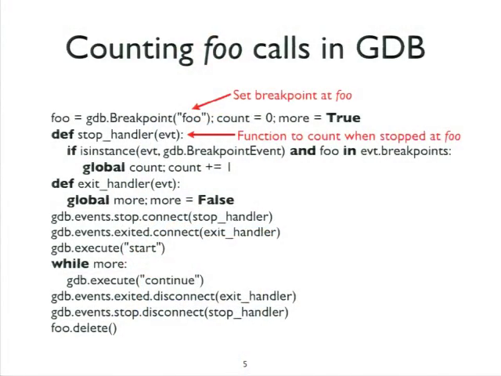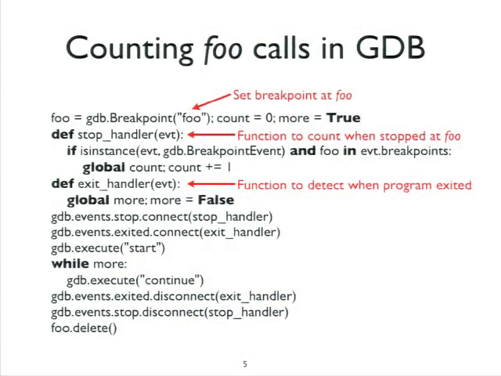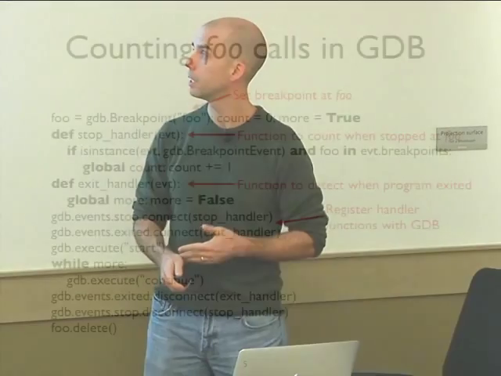I'm going to define two handlers. The first is the stop handler, which will be called every time the function foo is called in the program execution. And the little bit of logic there makes sure that the breakpoint is due to foo. If it is, it's going to increase this count variable by 1. The exit handler is going to be called when the program terminates, and we're going to use that to set the more flag to false, which tells us to stop running our Python script.